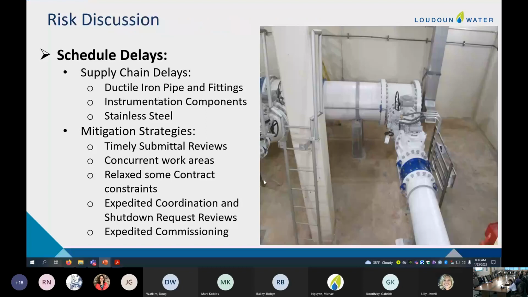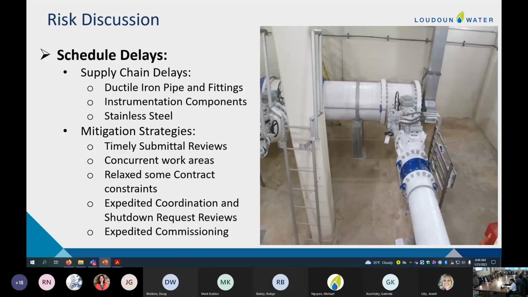You ready? Okay. So in the risk discussion, schedule delays are the greatest risk to the project. I've talked about this in the past, but we do have supply chain delays on the table as part of this project. They've typically been related to ductile iron pipe, instrumentation, and stainless steel. Some of the things that we have done to try to mitigate these delays and also contractor inefficiency: we've worked to expedite submittal reviews to get our responses back to the contractor so they can get to release of equipment sooner rather than later.